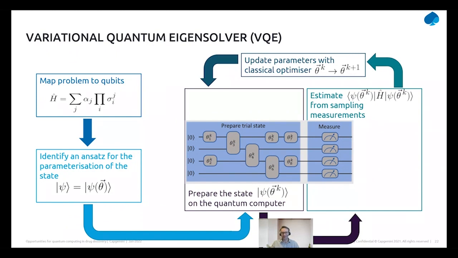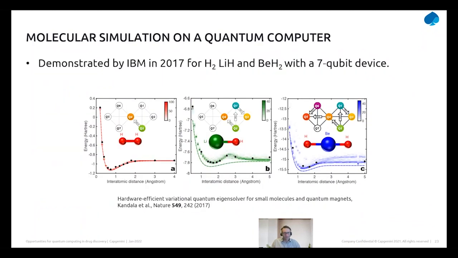Okay, so that's a slightly deeper dive into the kinds of algorithms that are being looked at the moment. Let's come back up a level and talk about what people have actually been doing. Let's first of all talk about simulation. People have been studying simulation at small scales. This goes back to 2017 from IBM, where they looked at small molecules, things like hydrogen and beryllium hydride. Now, it's worth noting these are not drug molecules. These are significantly smaller than drug molecules, but they demonstrate the principle.